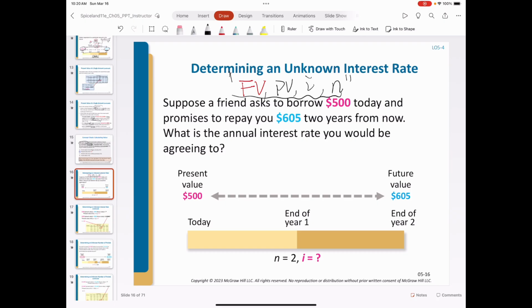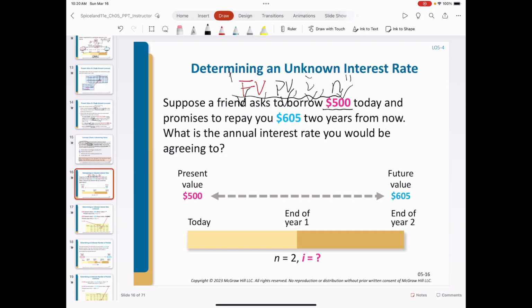So if we know three of them, we can figure out the one which is unknown. Actually, we already have the formula for these two values. Next, we are going to determine when the interest rate is unknown or when the number of periods is unknown.